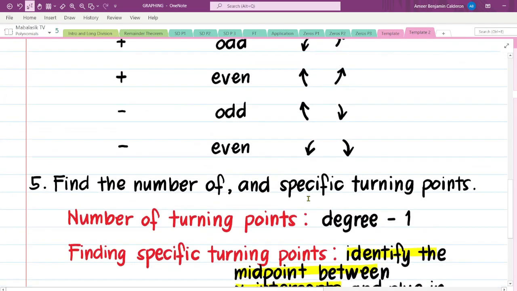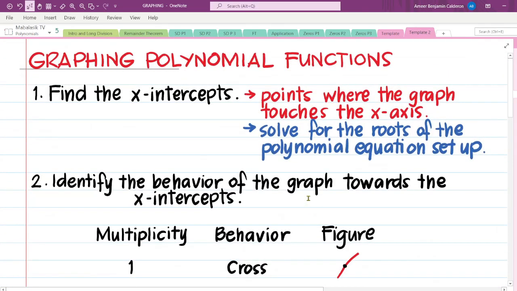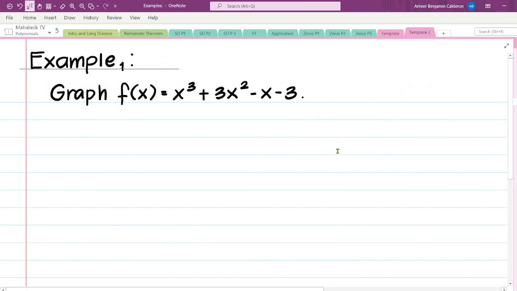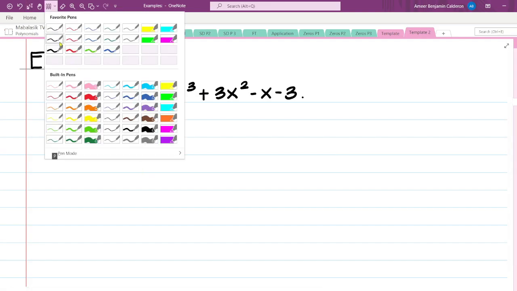So these are our 5 considerations in graphing polynomial functions. Let us now go on and try to graph a polynomial function. Let us try to graph f of x, which is equal to x cubed plus 3x squared minus x minus 3. Our first consideration, the x-intercepts.